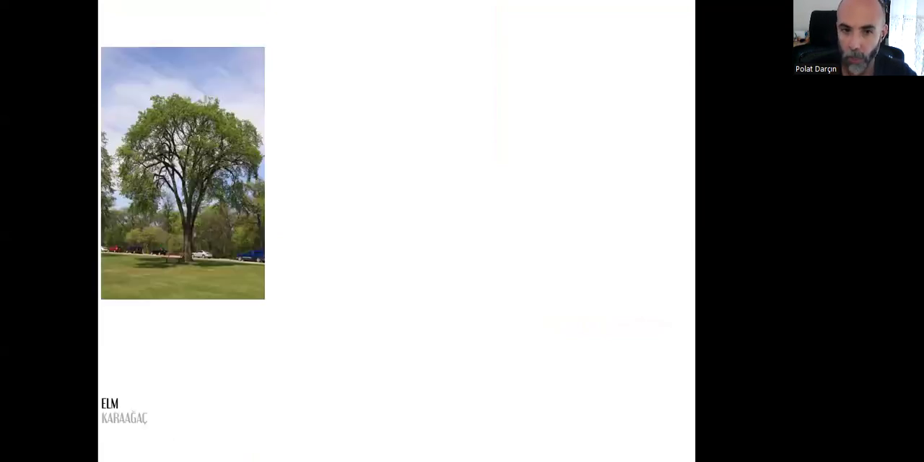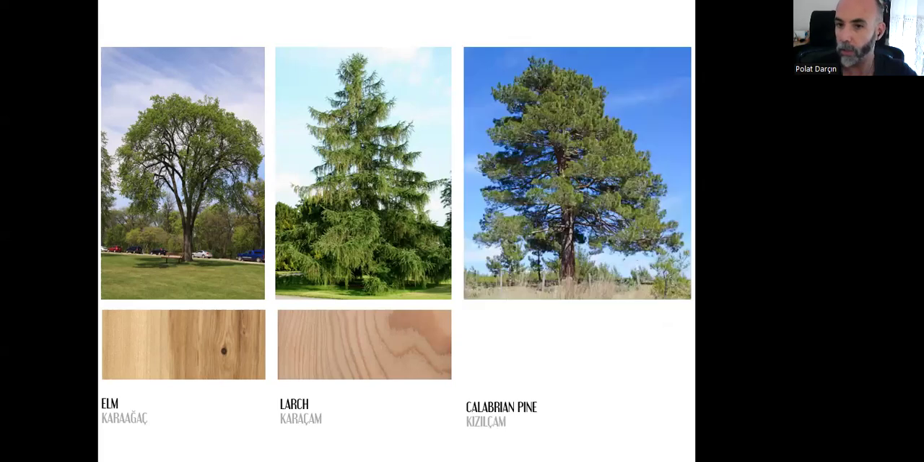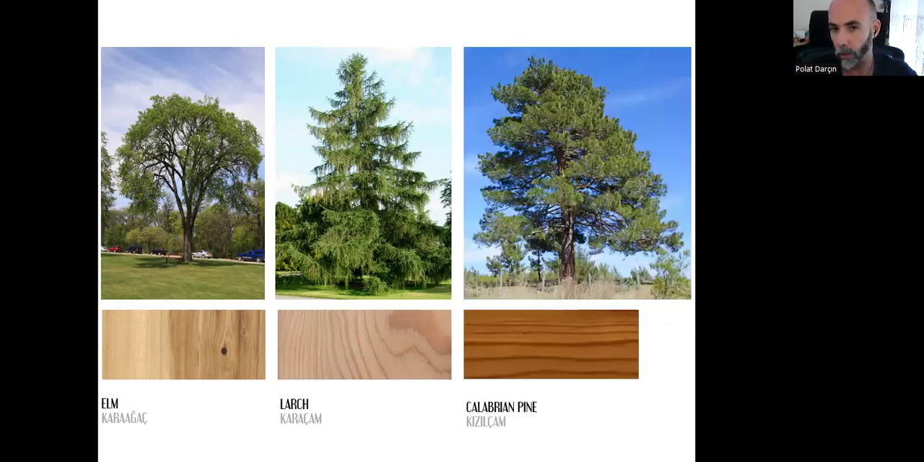And some of the tree types that you can prefer for your project: one of them is elm, it's karaağaç in Turkish; larch, karaçam; and Calabrian pine, kızılçam. These are the three different options for you to create your structural components.